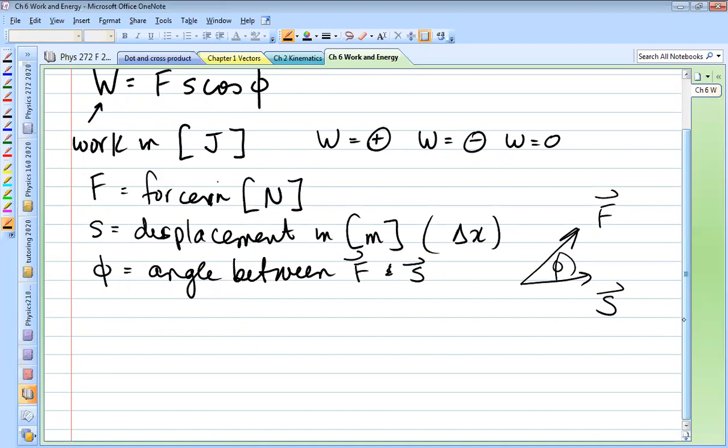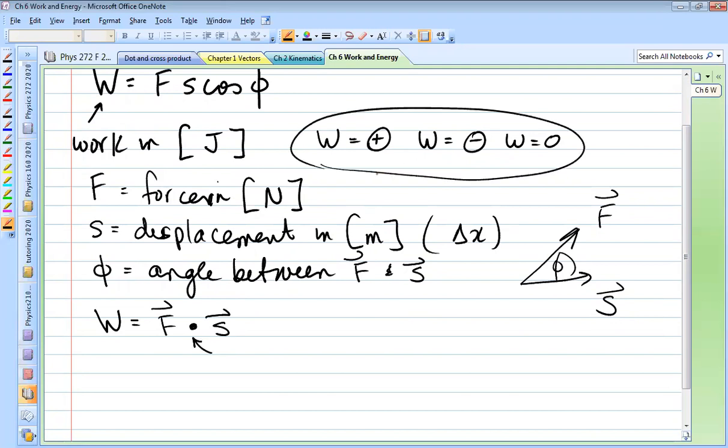Now, remember I talked about the dot product. We can write that in a much more succinct method by using the dot product. And that dot product gives you all this information that I gave you up here. The dot product tells you that if the force has a component in the direction of S, the work's going to be positive. Component is opposite the direction of S, it's negative. Perpendicular is zero, because the dot product has all that information in it.